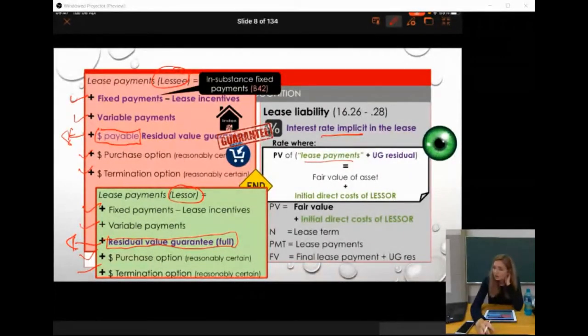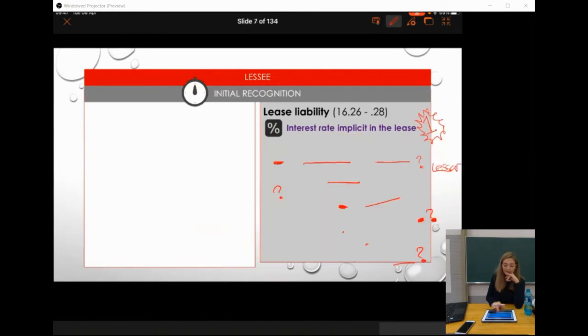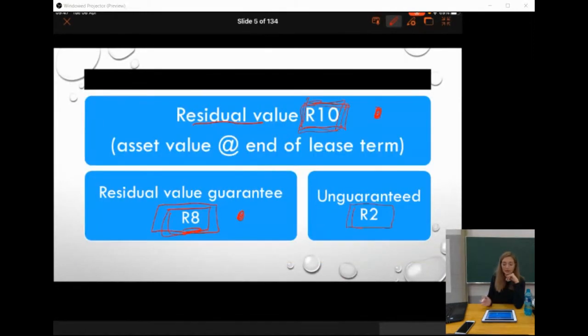Okay, can't the unguaranteed residual value also arise where the lessor anticipates it will be able to sell the asset for an amount above the residual value guarantee? Yes, exactly. So that's where the unguaranteed residual value comes from. If we go back to that slide, that's the situation we have here: the lessor says, I think I'm going to be able to sell this asset at 10 Rand at the end of the lease term. The residual value guarantee that I have from the lessee is 8 Rand, so therefore the unguaranteed portion is 2 Rand.